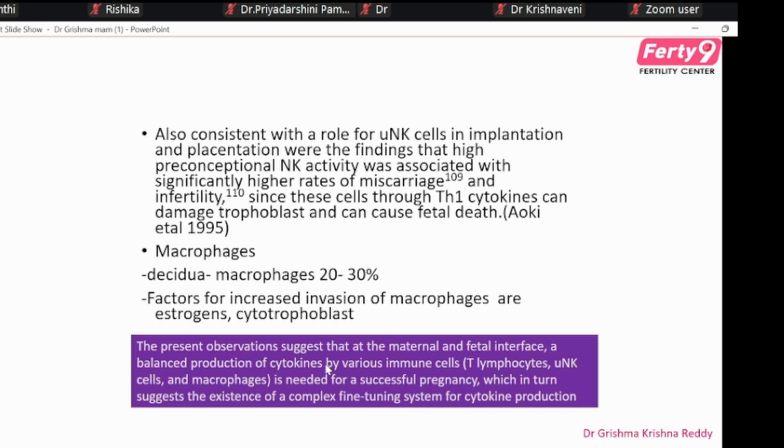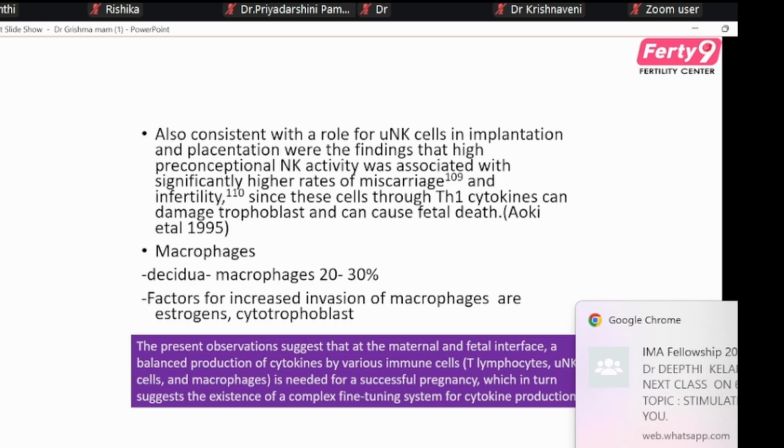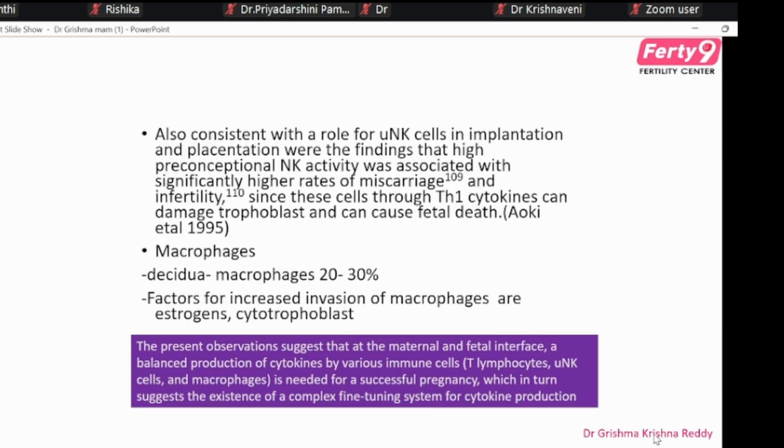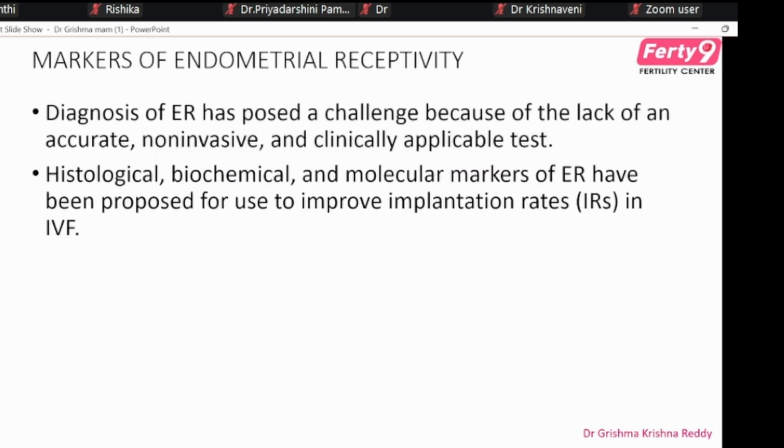The present observation suggests that at the maternal and fetal interface, a balanced production of cytokines by various immune cells like T lymphocytes, NK cells, macrophages is needed for a successful pregnancy. This in turn suggests the existence of a complex fine-tuning system for cytokine production. So for implantation to happen, there should be a proper immune acceptance in the pregnancy.